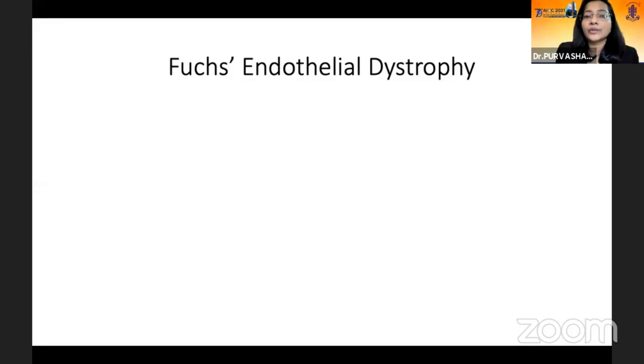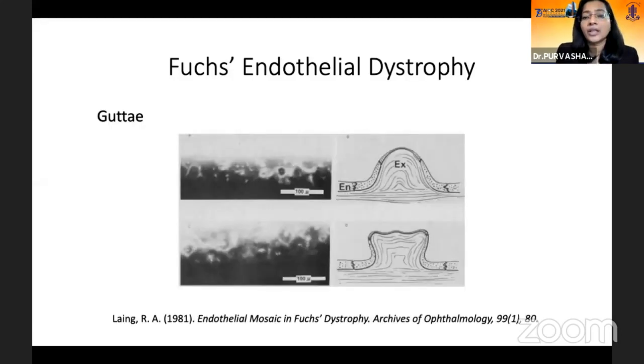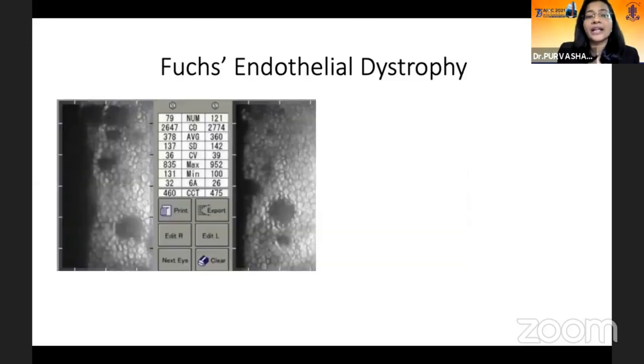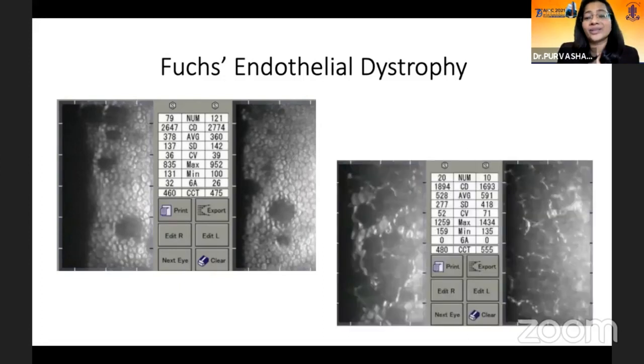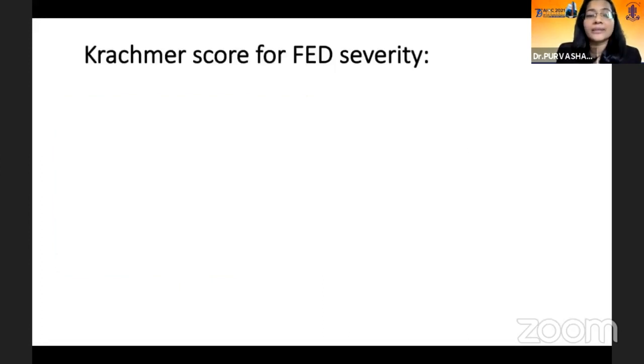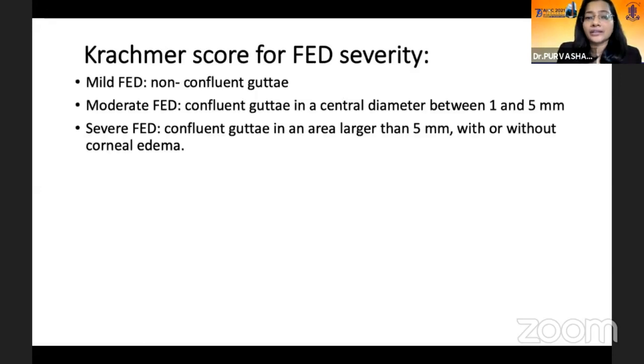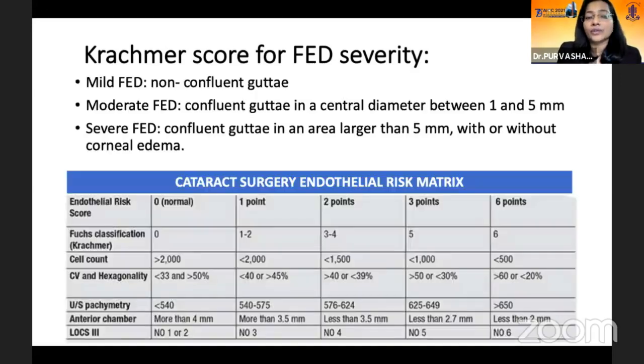So let's start with Fuchs endothelial dystrophy. We know guttae. Guttae are basically abnormal excrescences over the Descemet's membrane, and they could be either circular or globular, or could be multi-lobed. And this is a typical case with a mild to moderate endothelial dystrophy, and this is one of the severe cases. And we have certain scores for grading the clinical severity, wherein there is confluent or non-confluent guttae.